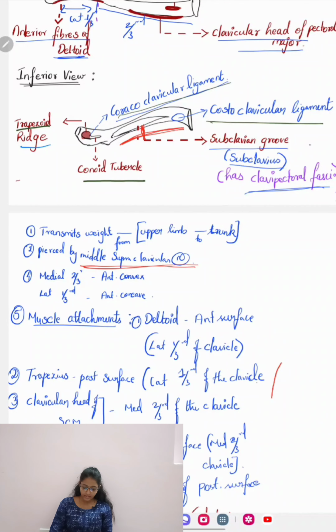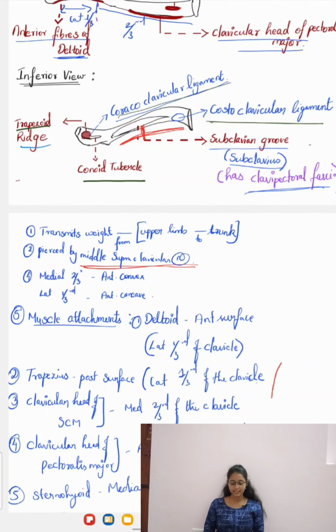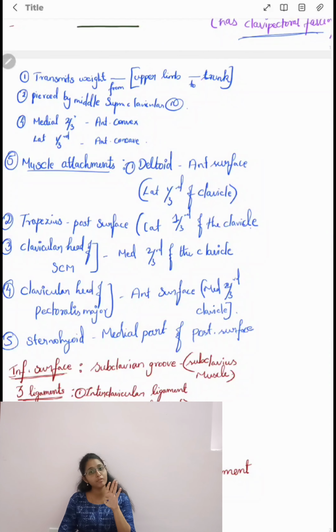There are totally 6 muscles which attach, and those are deltoid, trapezius, the clavicular part of the pectoralis major, and sternocleidomastoid muscle. These 4 we already discussed, and in the inferior view we have seen the subclavius muscle, and the other is the sternohyoid muscle, which we can't visualize in this image. So those are the 6 muscles.